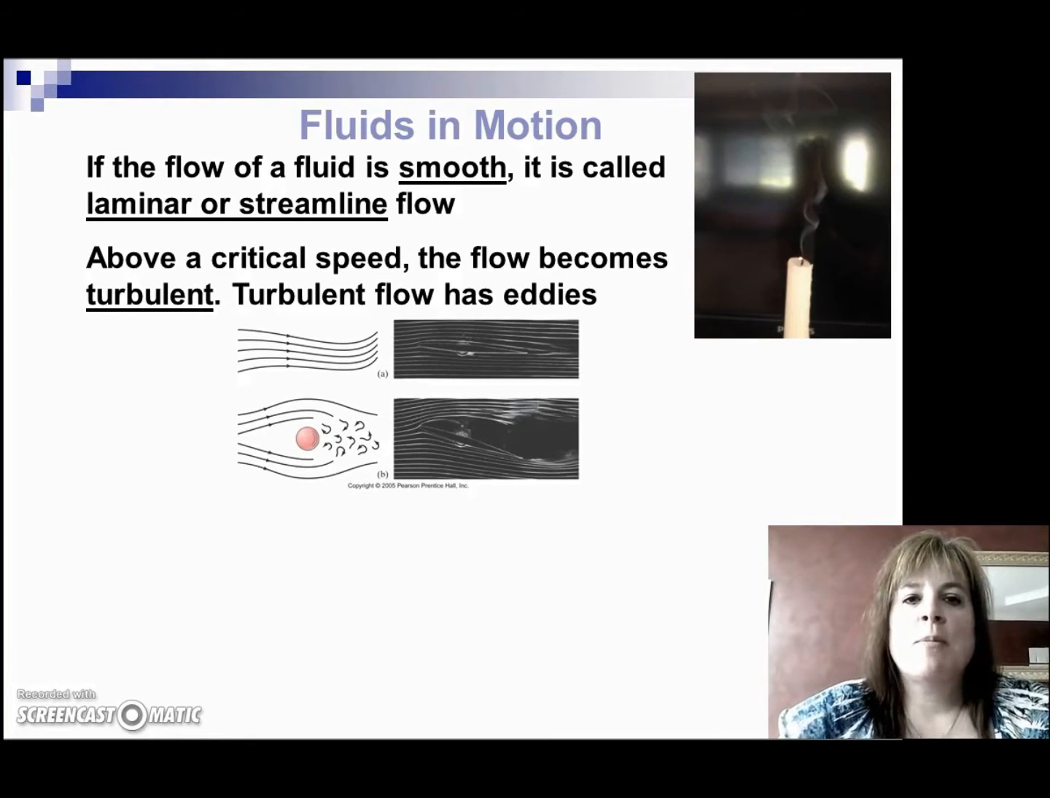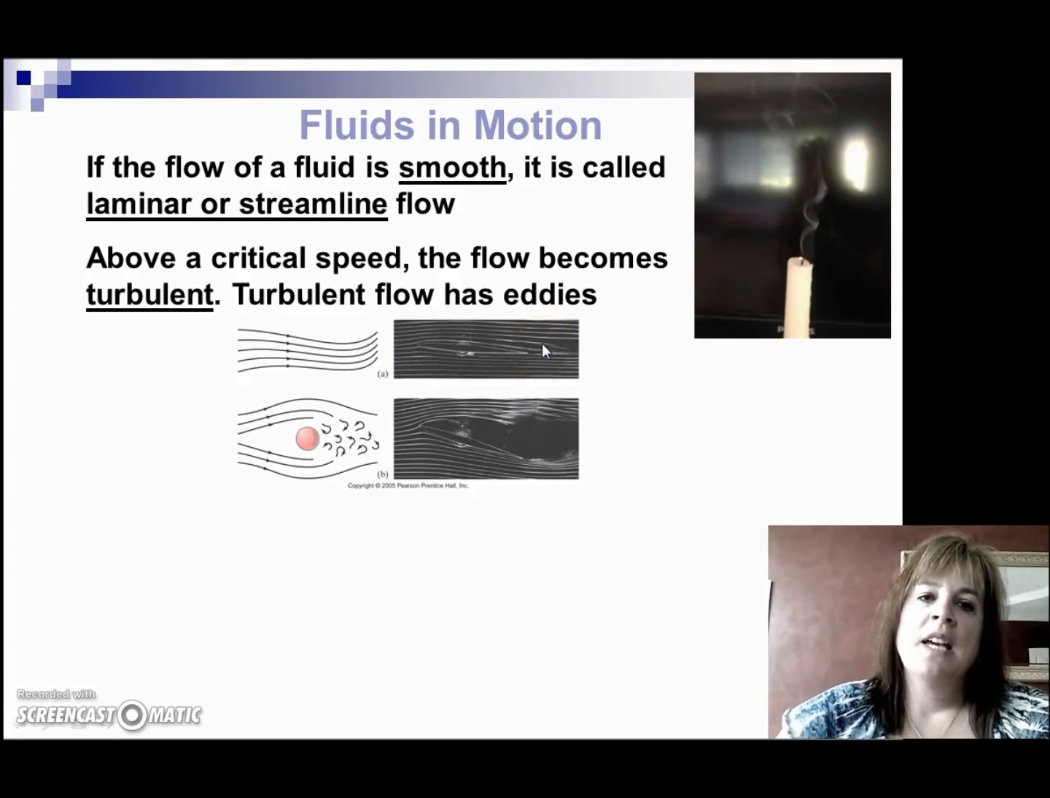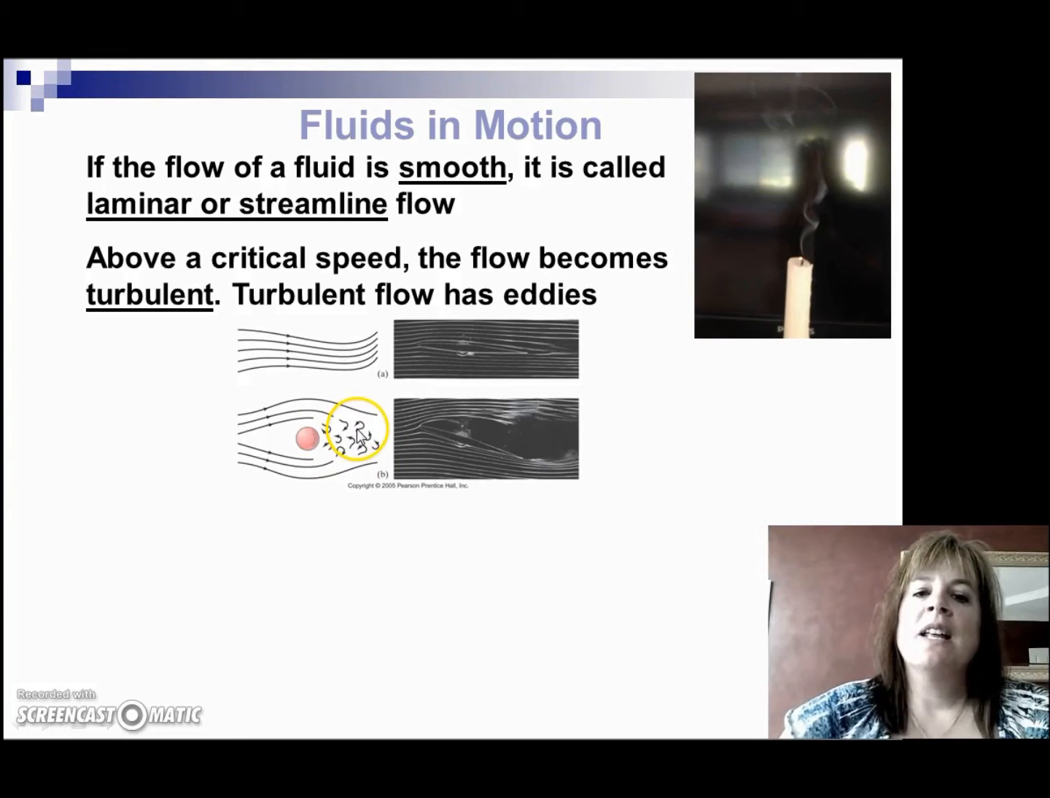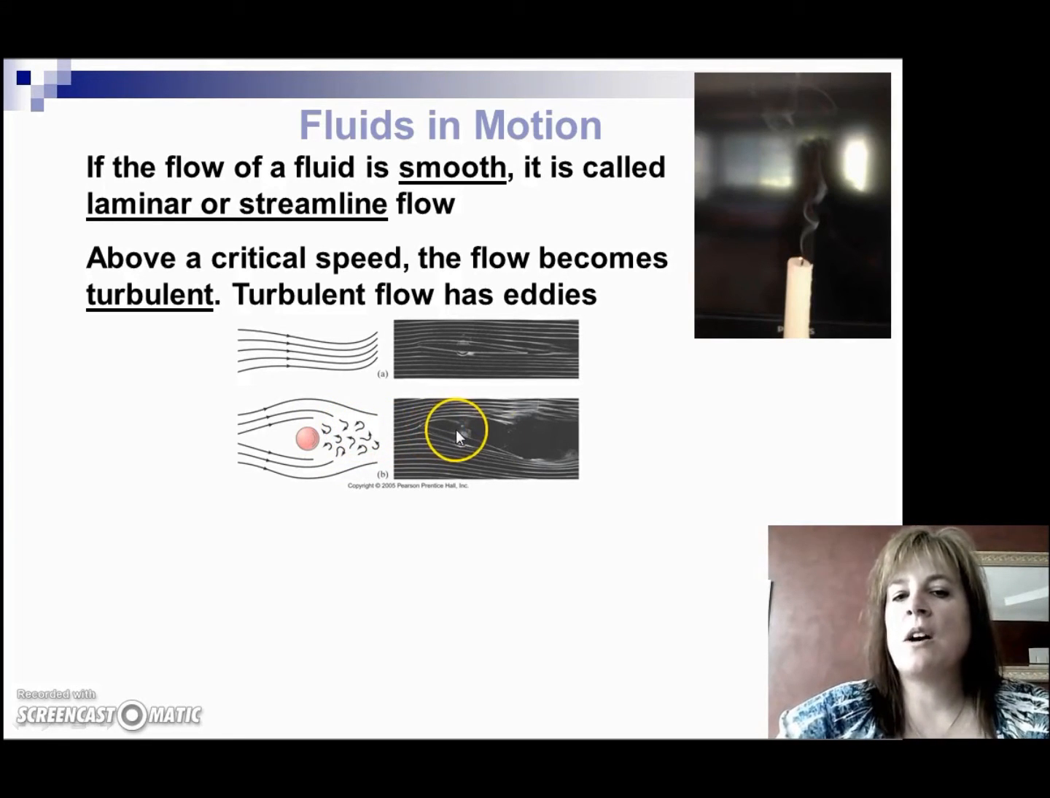So first, let's talk about the two types of flow. There is smooth flow, or what's called laminar flow, where all the molecules are lined up and flowing neatly in a line. But above a critical speed, we have flow that becomes turbulent. And turbulent flow has these eddies, or the rolling back on each other of the fluid. And this is chaotic, and it breaks down some of the ideas we're going to talk about today.